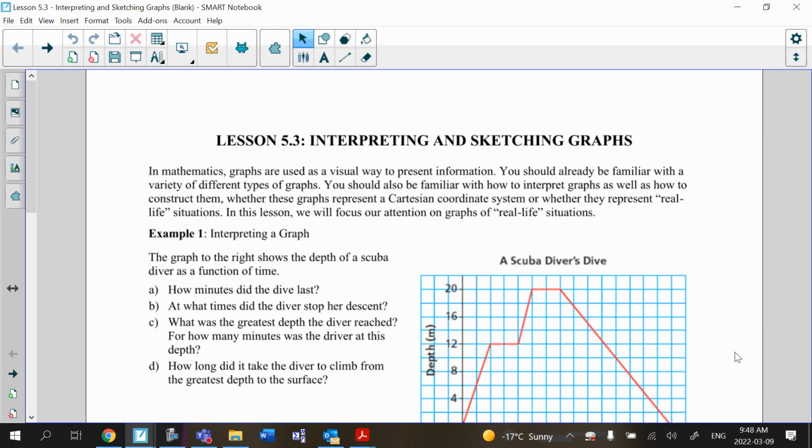What's one way that we show relations between two sets of information or two variables, an independent and dependent? Or what's one way we show a function? Graphs. Graphs are nice because it's a visual way of looking at a relationship. And for many of us, a visual way is easy to understand.